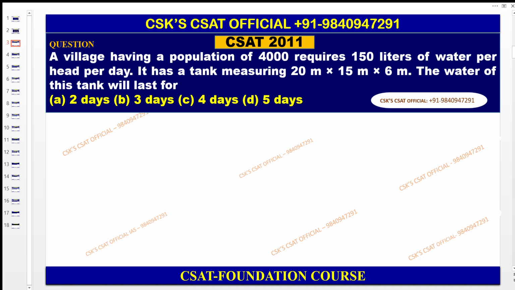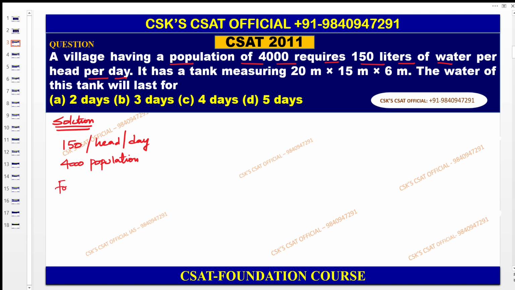The first question is a kind of question where you just need basic knowledge. We can do this question with a basic proportion also. The village having a population of 4000 requires 150 liters of water per head per day. So take the data: 150 per head per day. Total population here is 4000 people. Per head we require 150 liters.